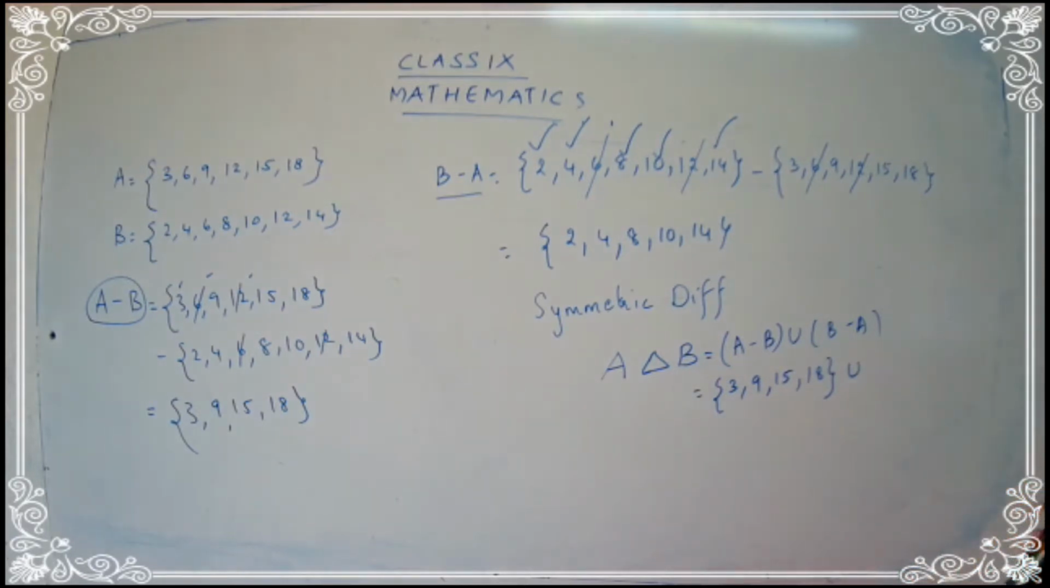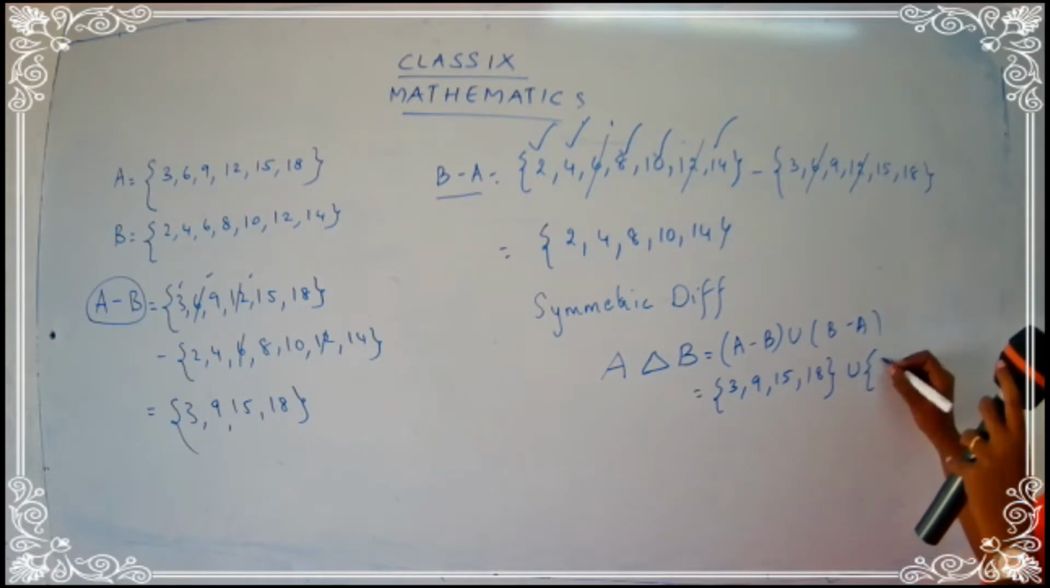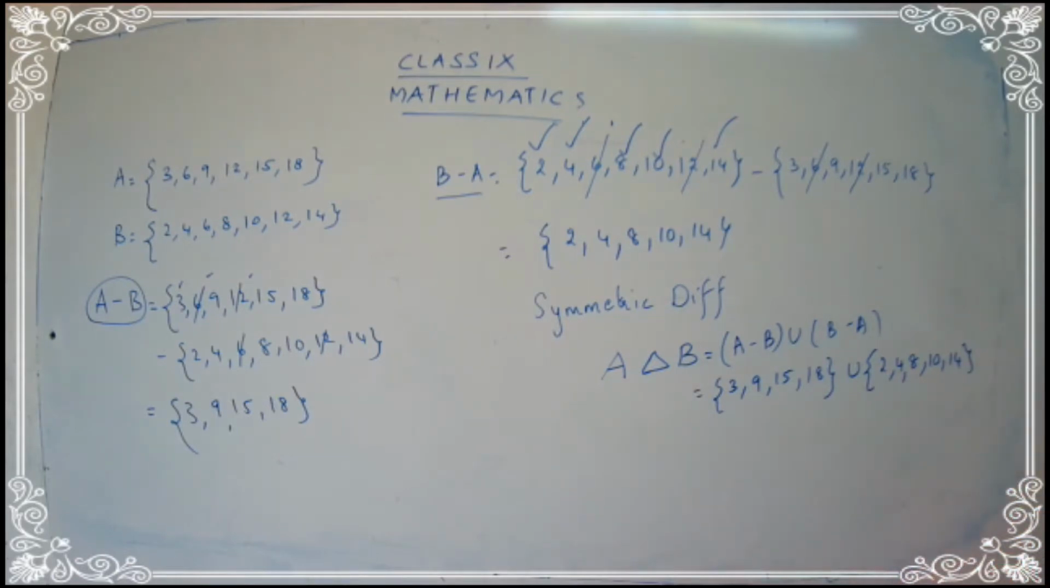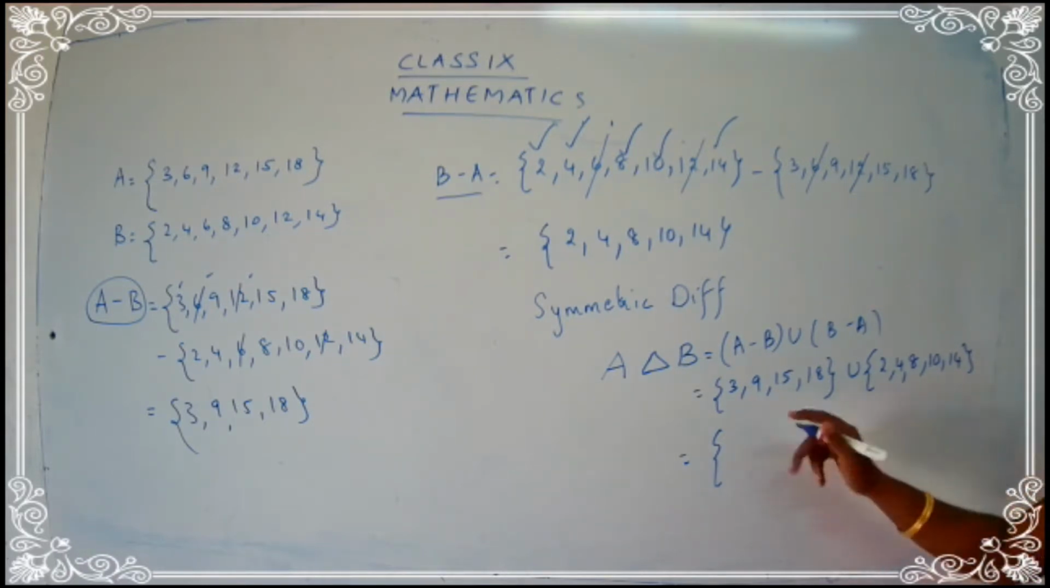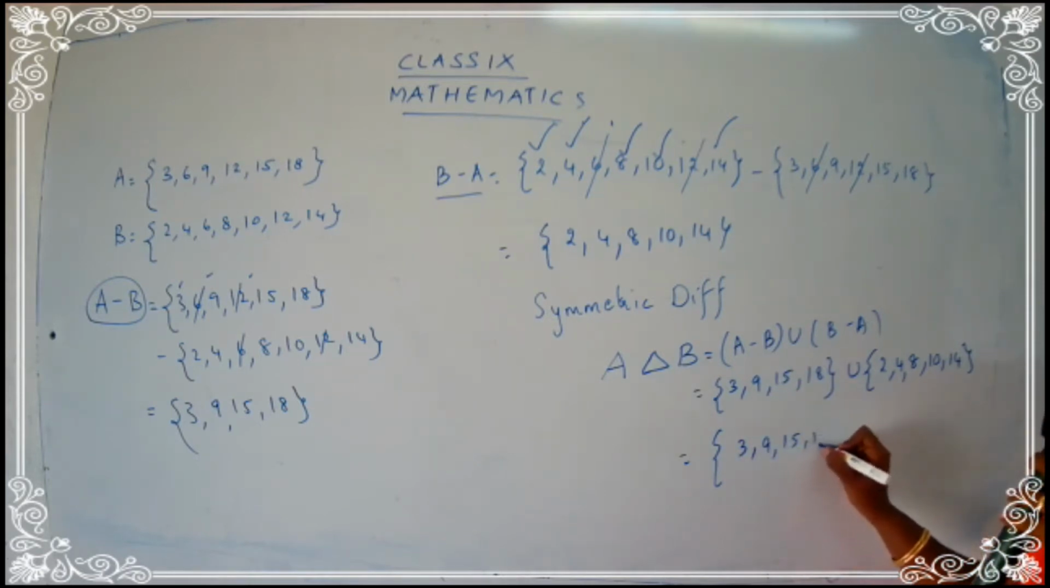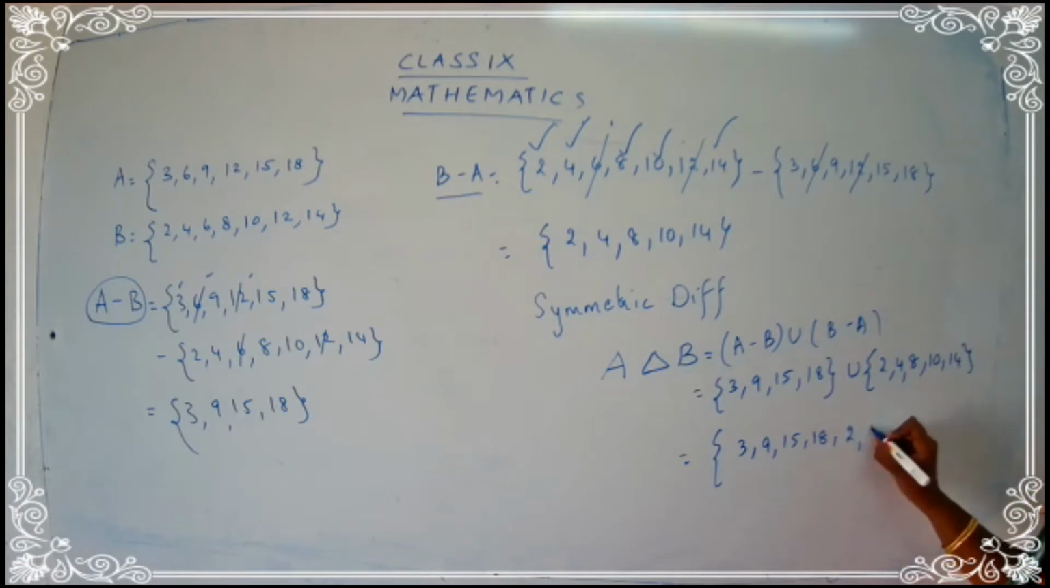What is the value for B minus A? 2, 4, 8, 10, 14. So these are the values, the members of A minus B and also the members of B minus A. I have told you that you can just write down the numbers as they are. Okay, I'll do it two ways. First, I'll write the members of A minus B: 3, 9, 15, 18. Here I'll write 2, 4, 8, 10, 14.